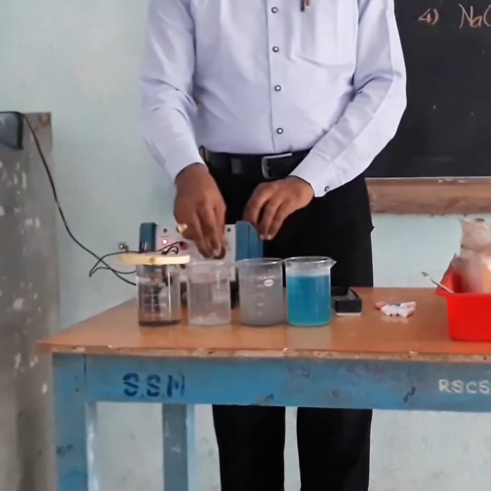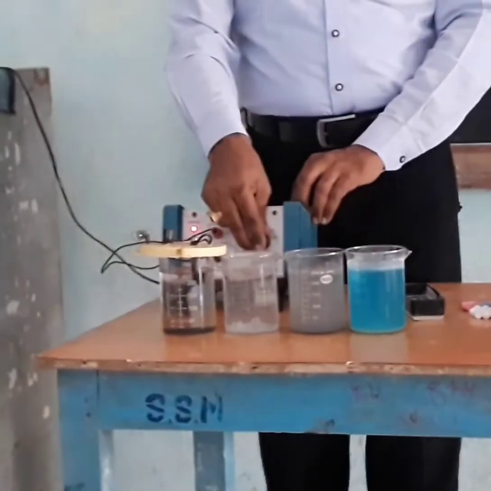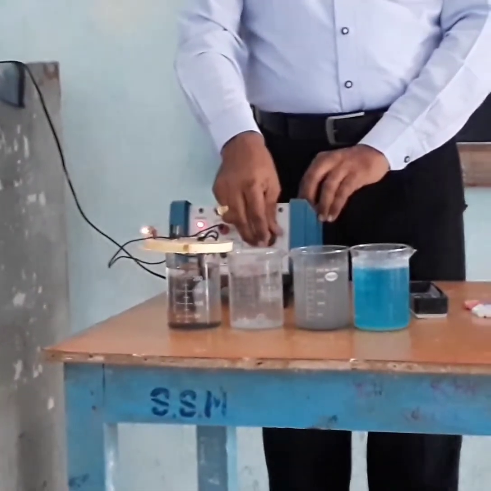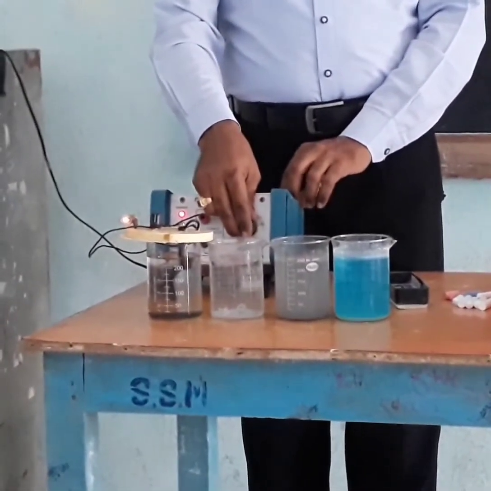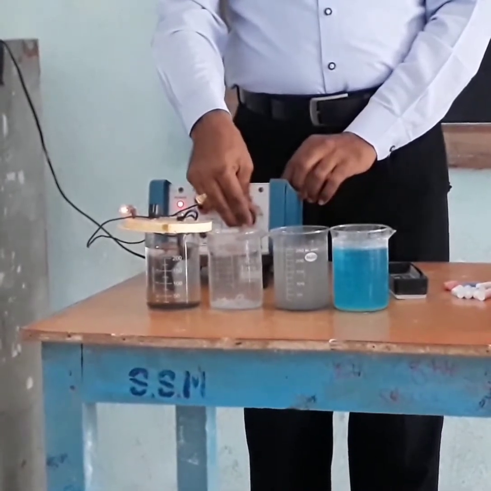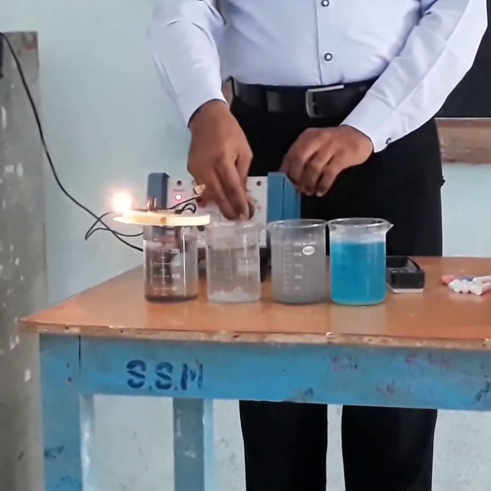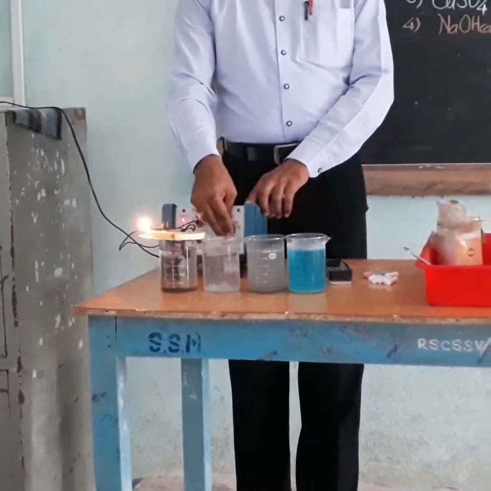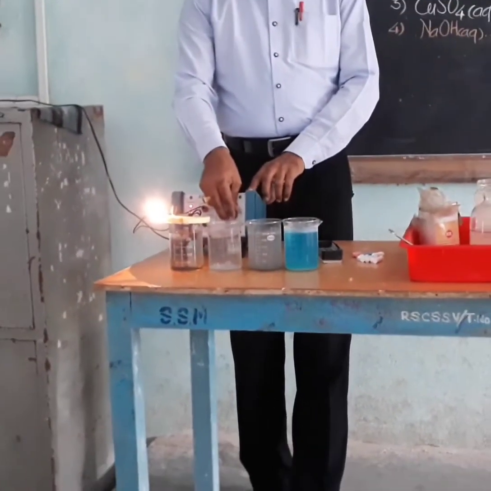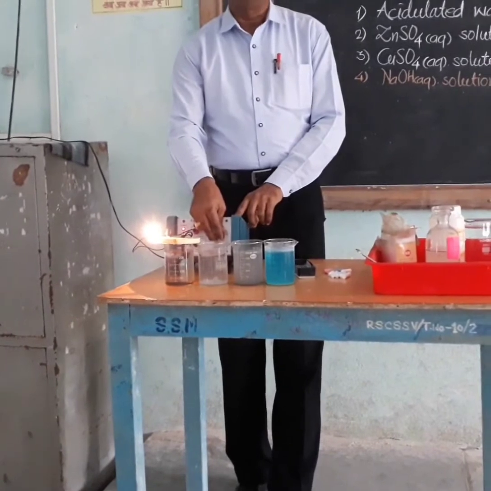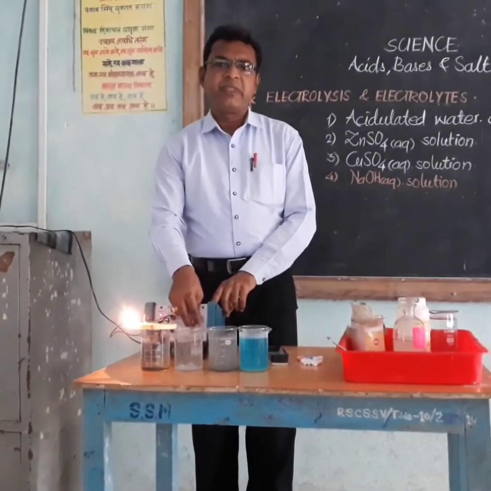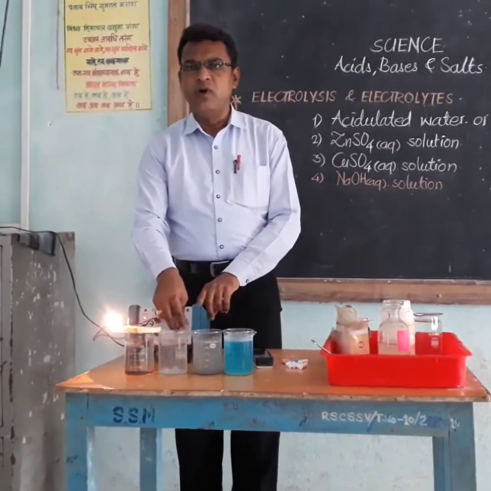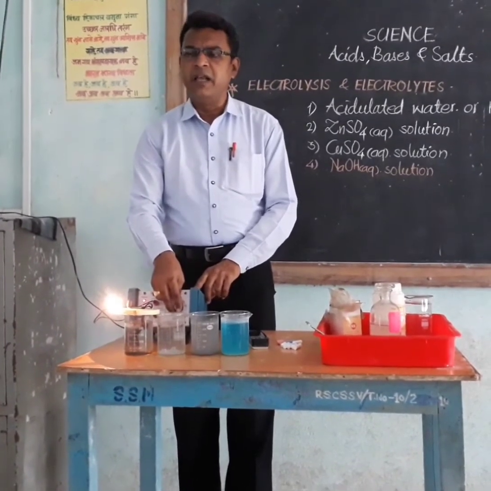Look at the bulb. Let us see, the bulb started to glow. Okay. Now if we increase the potential difference through the battery, we can see the glow of the bulb becomes bright. So we can say acidulated water acts as an electrolyte.